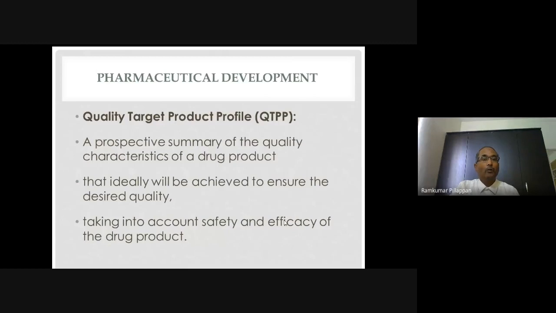QTPP, I have already explained, the quality target product profile, is very important so that everyone understands. For example, when the product is developed, R&D gives the quality target product profile. When the scale-up is taken, the technology transfer person will know the QTPP. Then when it is commercially manufactured, even the manufacturing chemist knows it. Sometimes contract manufacturers buy in bulk. For example, 100,000 tablets go in a bulk container to Malaysia, and he repacks it there. So this QTPP will be provided even to the buyer so that all are on one plane: this is the quality of this particular product, so that safety and efficacy will be ensured and also the desired quality is there in every batch.